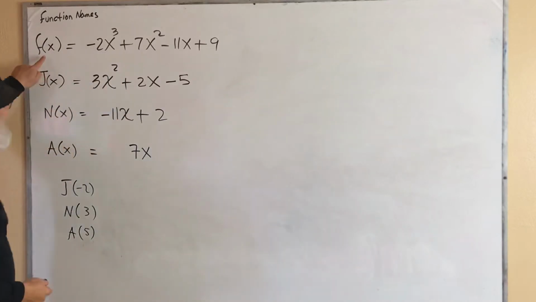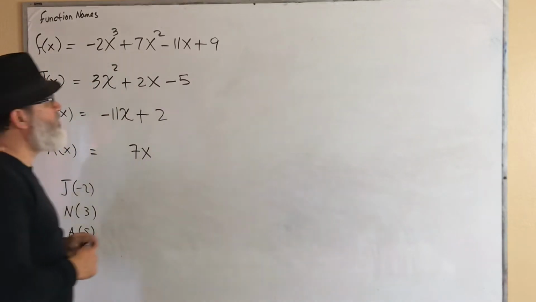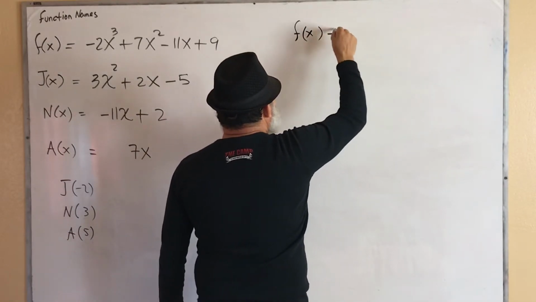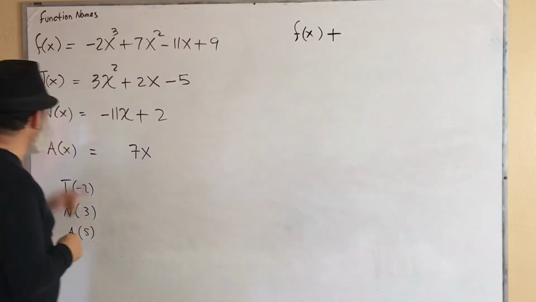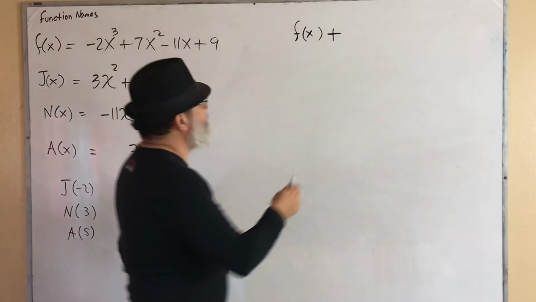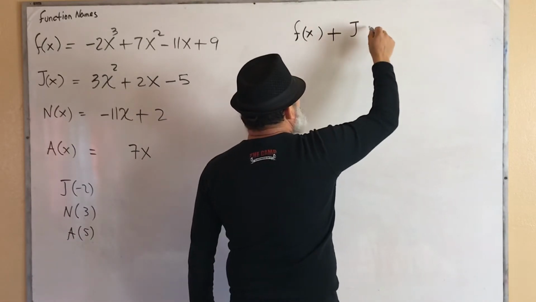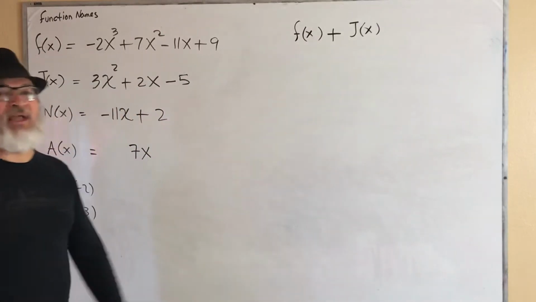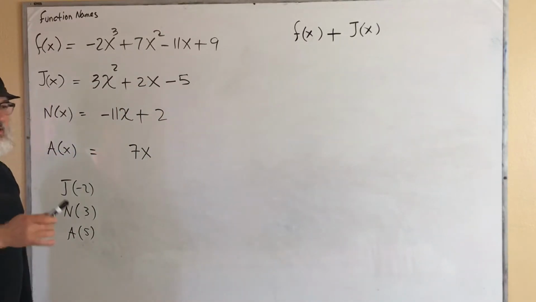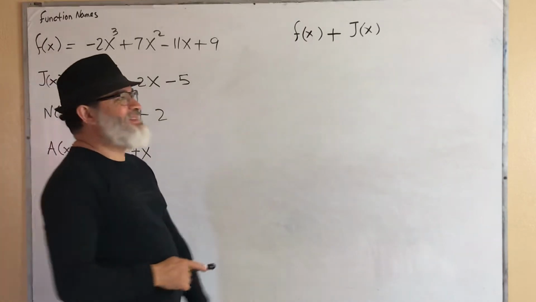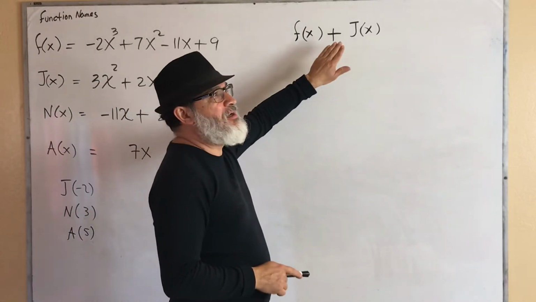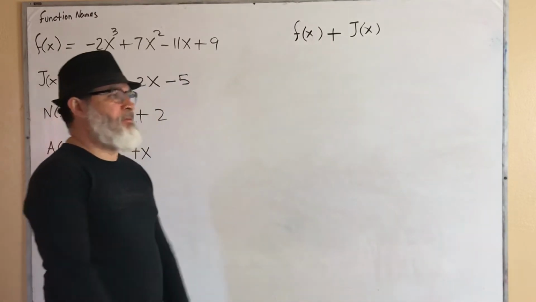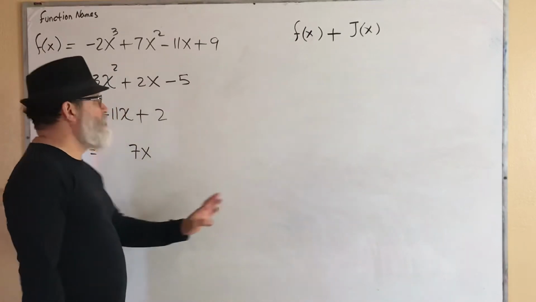I can take Frank and I can add it with Jack. Okay, I'm adding Frank and Jack. Section 5.3 does not use this notation, but we know what Frank is. Here's Frank.